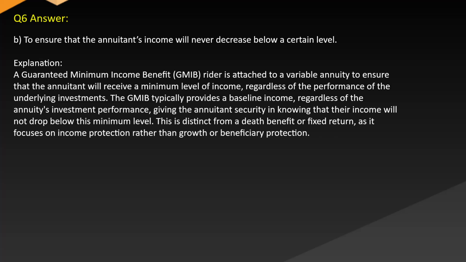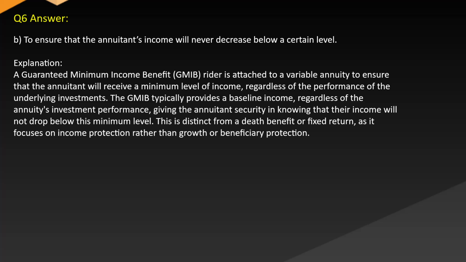Answer: B. To ensure that the annuitant's income will never decrease below a certain level. Explanation: a guaranteed minimum income benefit (GMIB) rider is attached to a variable annuity to ensure that the annuitant will receive a minimum level of income regardless of the performance of the underlying investments.